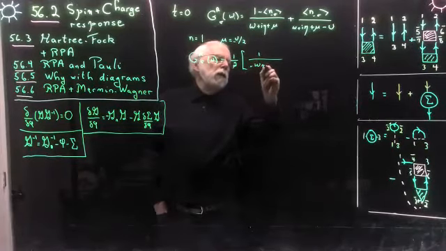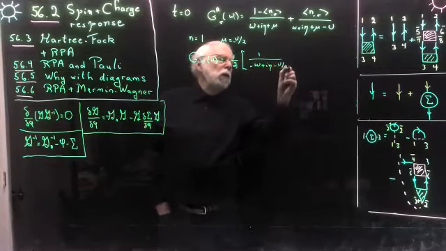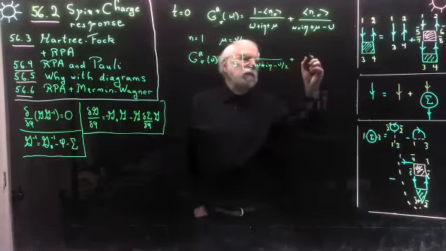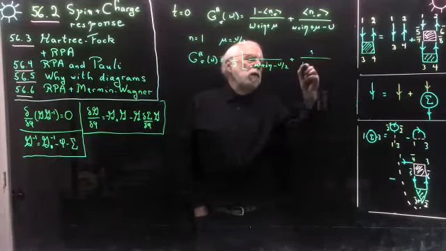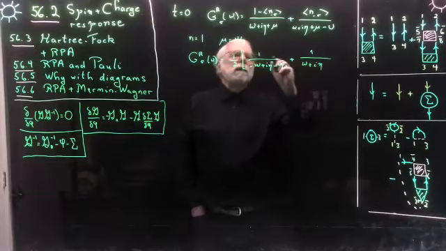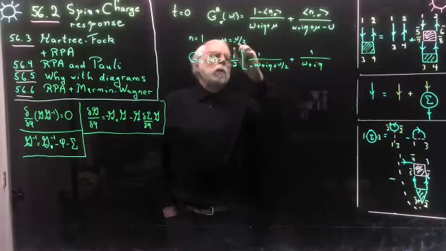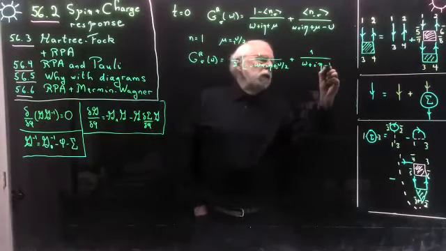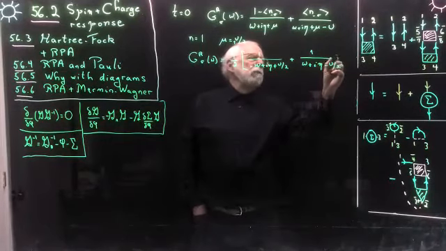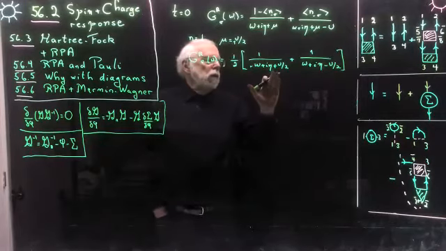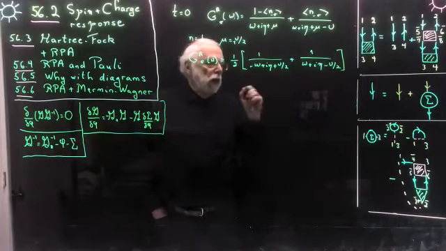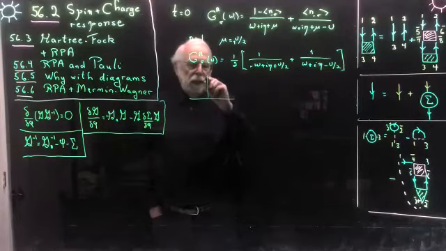plus 1 over (omega plus i eta plus U over 2). So, sorry, I'm making a mistake here. It is omega plus U over 2, minus U over 2. Okay. So we are in this symmetric situation that I described the other day.